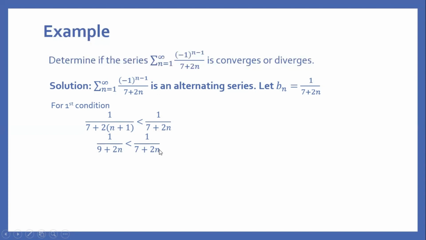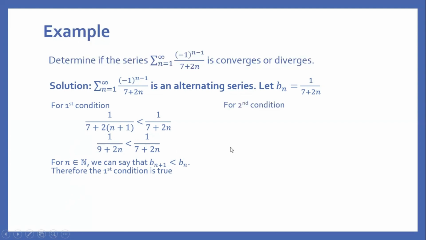So as you can see, yung denominator natin mas mataas dun sa denominator ng isa. So based dun sa property ng fraction, kapag mas mataas yung denominator, mababa yung magiging value niyan. So dahil mas mababa yung value ng 1 over 9 plus 2n kaysa dun sa 1 over 7 plus 2n, we can say that for n an element of natural numbers, b sub n plus 1 is less than b sub n. Therefore, the first condition is true or satisfied.